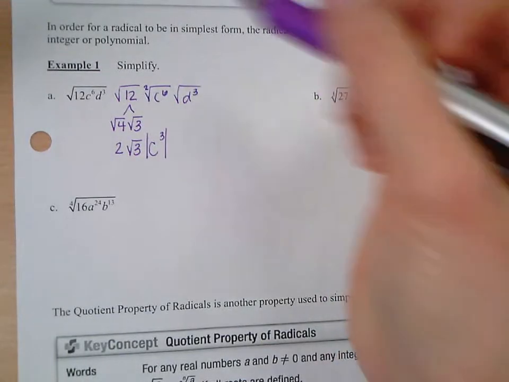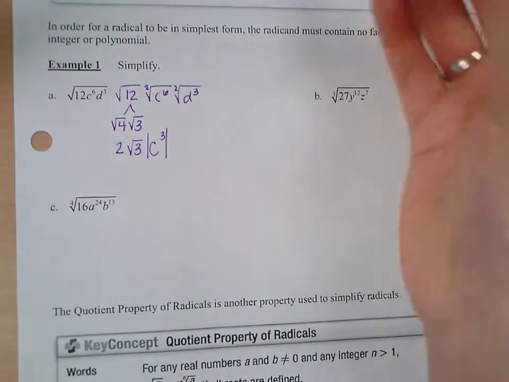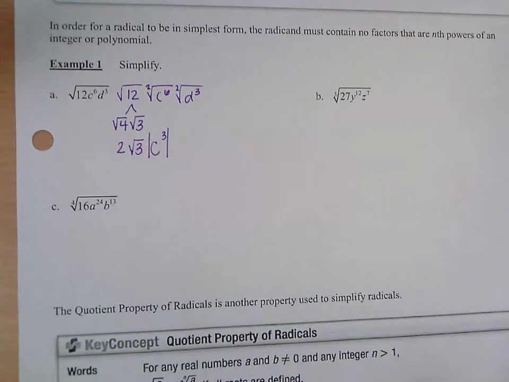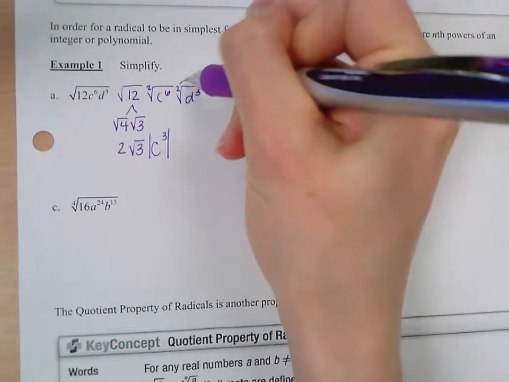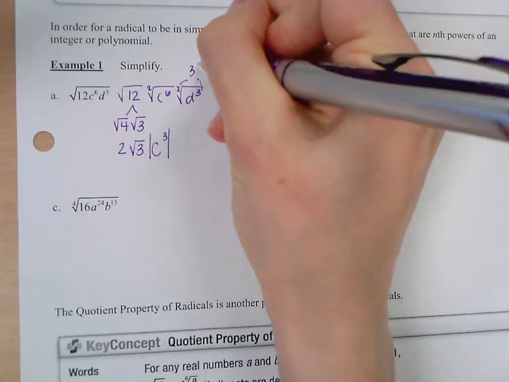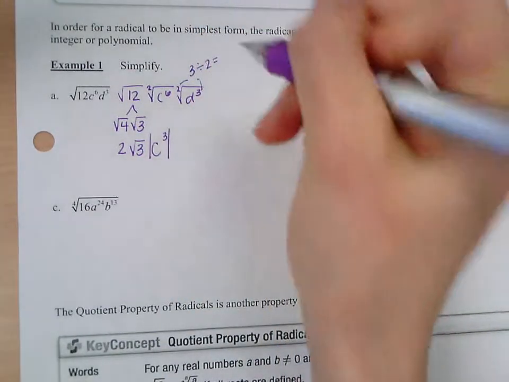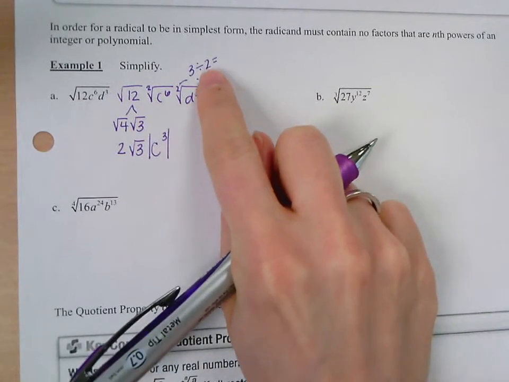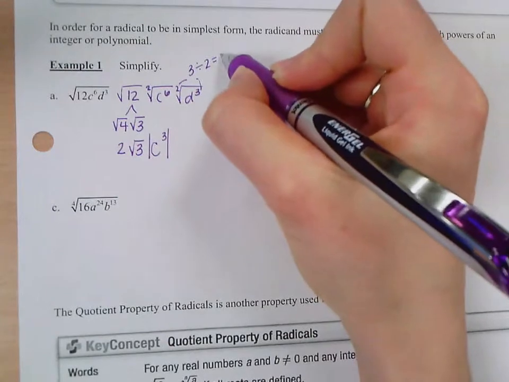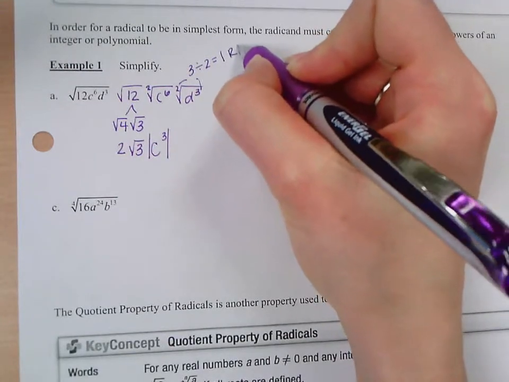Then we get to the d, and I cannot divide 3 by 2 evenly. So when this happens, you still want to divide the exponent by the index. So I'm still taking 3 divided by 2. And what you're looking for then is how many times does 2 go into 3 and what's the remainder. So I know 2 goes into 3 one time and there's a remainder of 1.